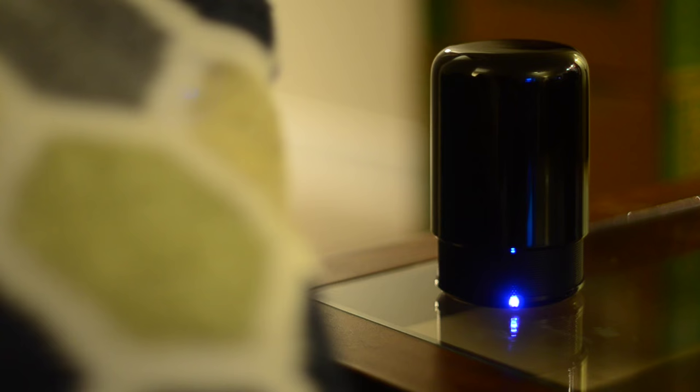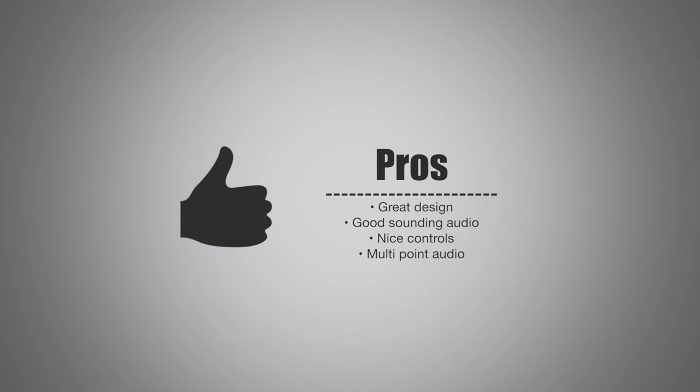If we're going to look at the pros and cons of the Hidden Radio 2, we can break it down. Top of the list, it has a great design. It is very unique and modern looking and looks like the new Mac Pro. It has good sounding audio. It has really nice controls that are very different, and multi-point audio could be a killer for some people.